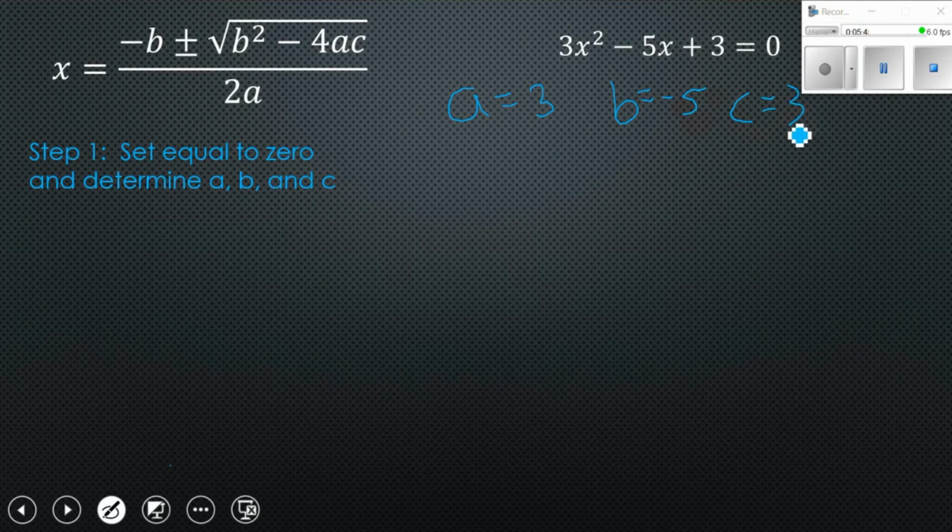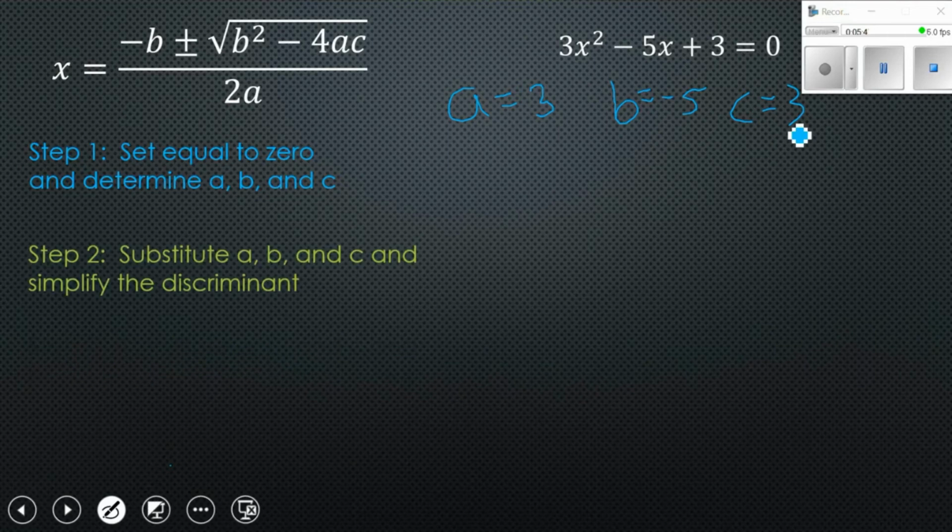Okay, so at this point we've determined a, b, and c. We're ready to go ahead and move on to step 2. It's going to be substitute a, b, and c and simplify the discriminant. Let's go ahead and do that. So we've got x equals negative b. Now notice this time the b is negative, so we're going to make it opposite. A lot of times I teach that, think about that as opposite b. So we'll put a 5 there, and then our plus minus.